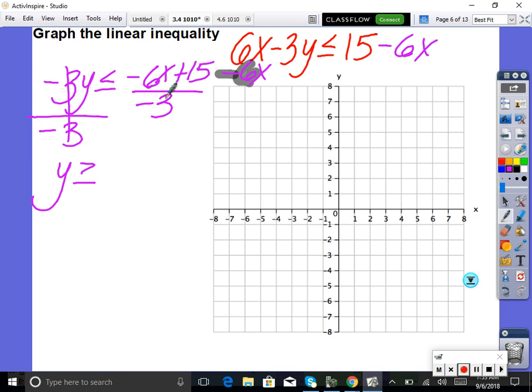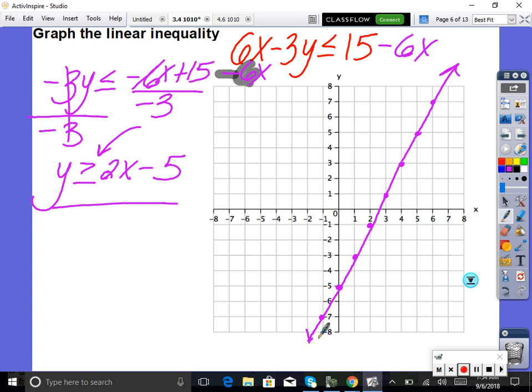You would want to split this up. Negative 6 divided by negative 3 is 2x. Then as long as we divide this by negative 3, we're okay. 15 divided by negative 3 is minus 5. So now we'll graph this. Up 2 over 1, up 2 over 1. Then this one is including the line, so it's a solid line.